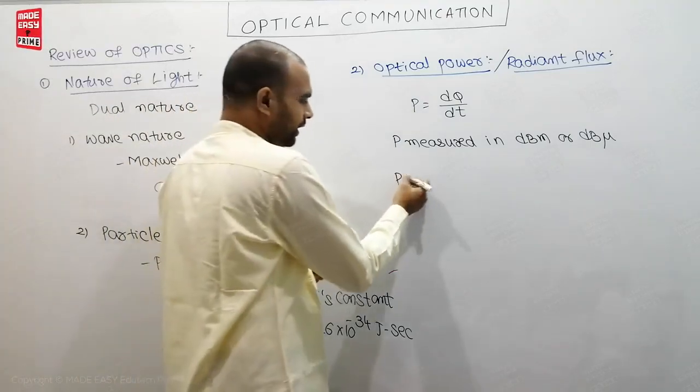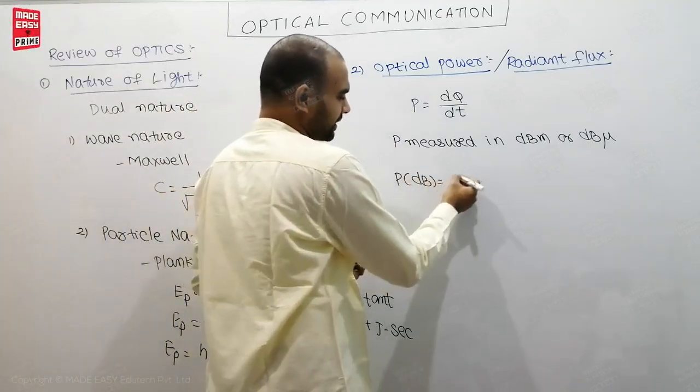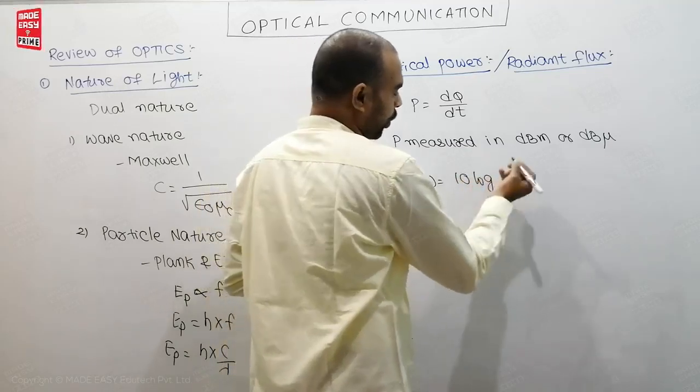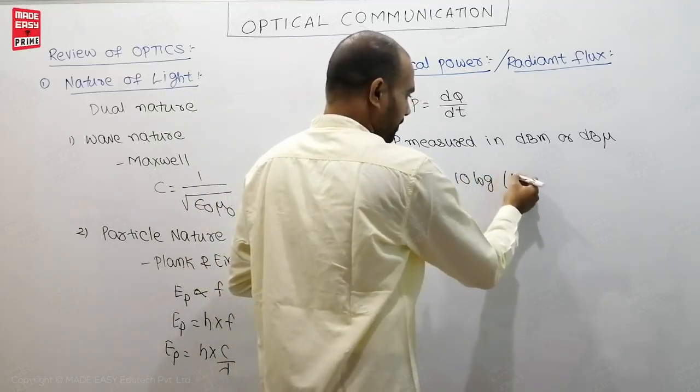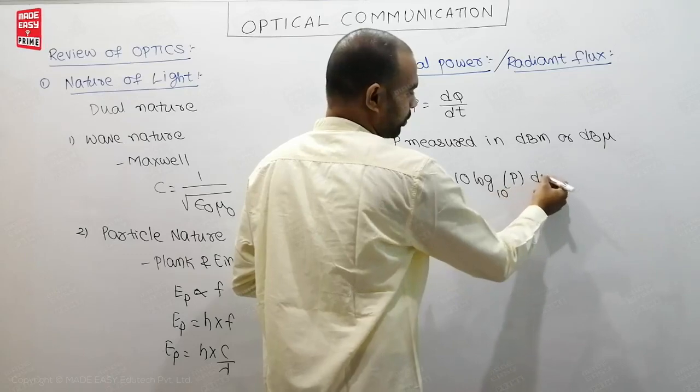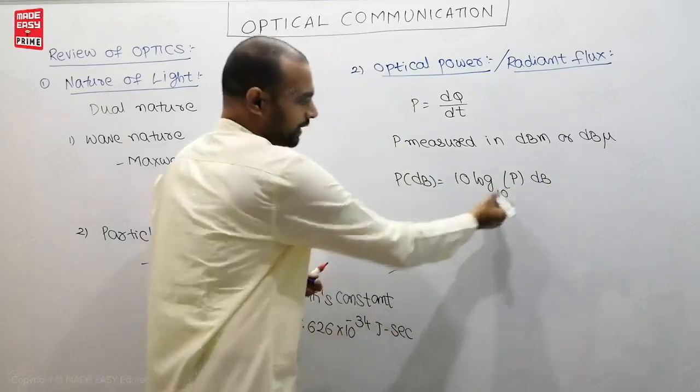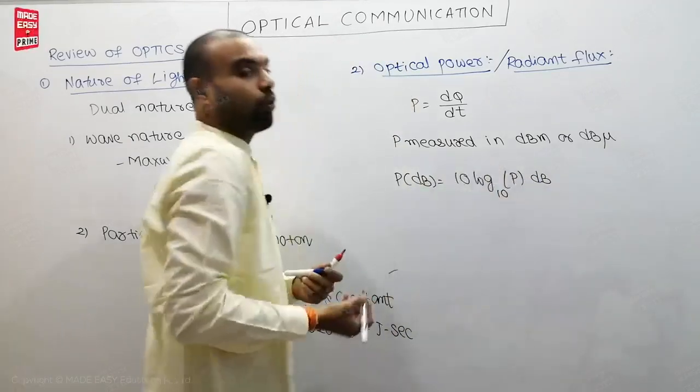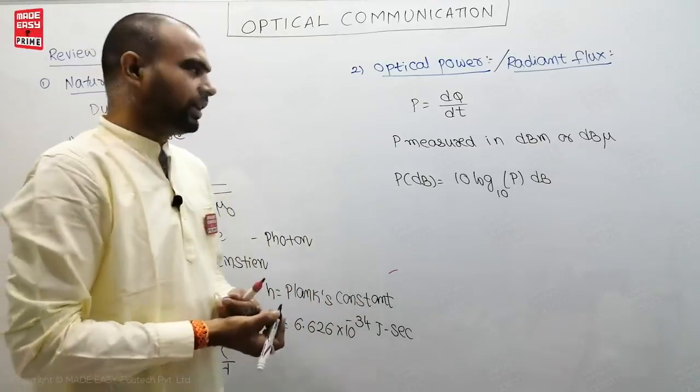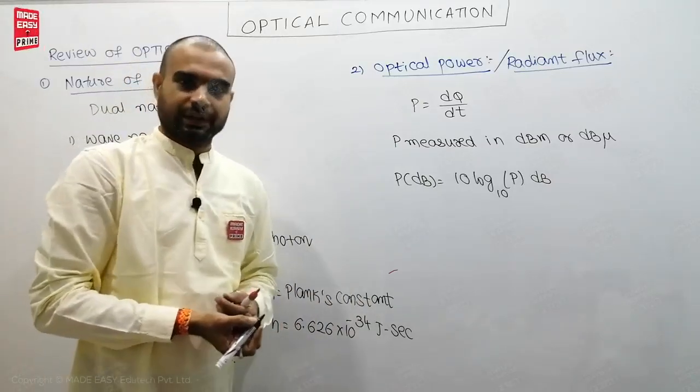So power in terms of dB is given as 10 into log of P to base 10. Here the reference is 1 watt. It is in terms of 1 watt.